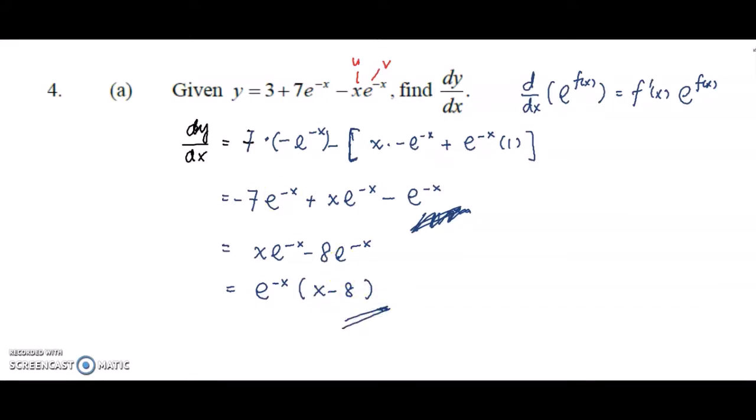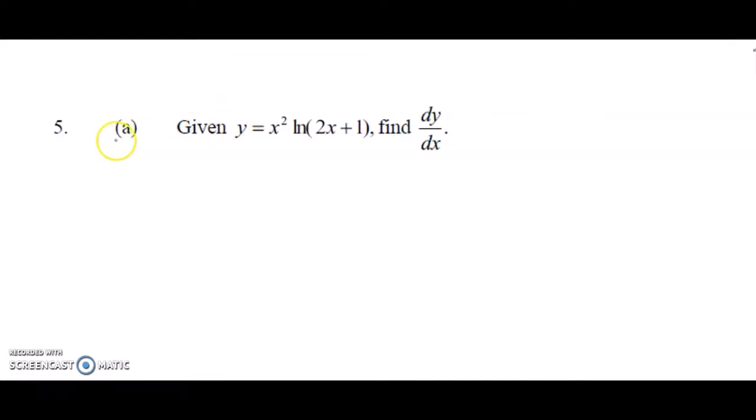Okay. Proceed to question 5a. I have to differentiate this function. So I will let this become my u and this become my v. And then I will apply the product rule. Alright. So if you feel confused, you can just write down what is your u. U can be your x squared. And the v is your ln(2x plus 1). Alright. Then get your u prime. Your u prime will be 2x.